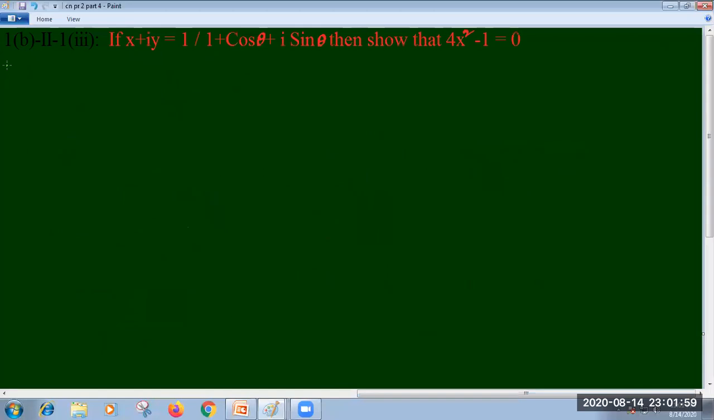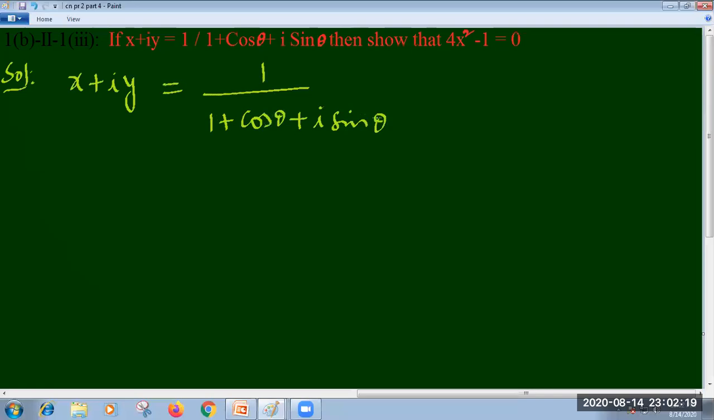Now look at this, I am writing the question, the given condition: x plus iy is equal to 1 by 1 plus cos theta plus i sin theta. Then we have to show that 4x square minus 1 is equal to 0.